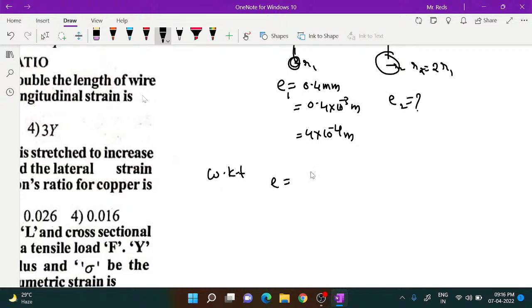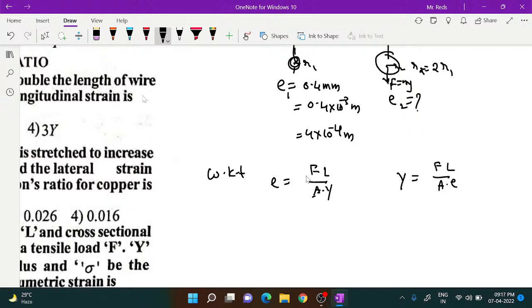Elongation E is equal to F L by A into Y. Yes, because Young's modulus is equal to stress by strain, that is F L by A into delta L. Delta L can be taken as E, elongation. So that E is nothing but F L by A into Y, right? Now here we are applying the force, which acts due to the mass or weight of the sphere. This is equal to mg, right? So L, A, Y all are same.